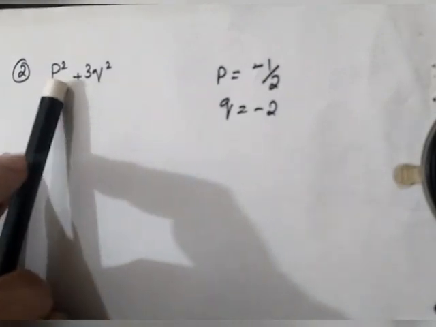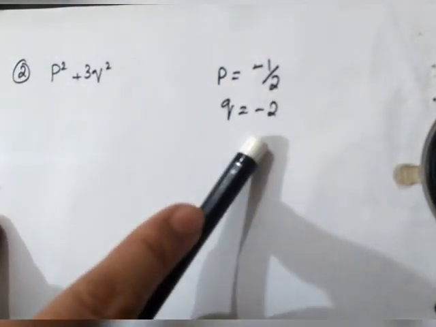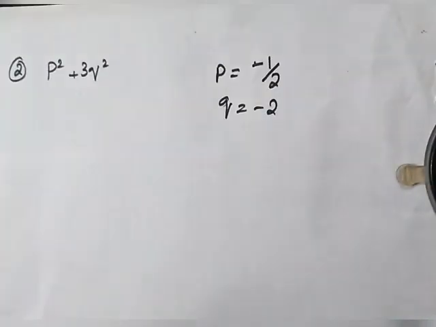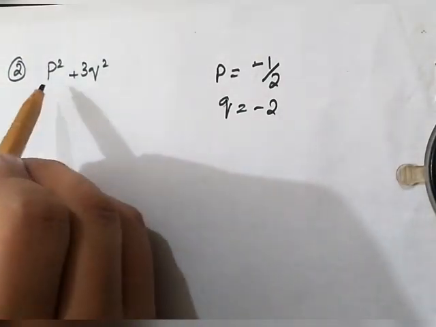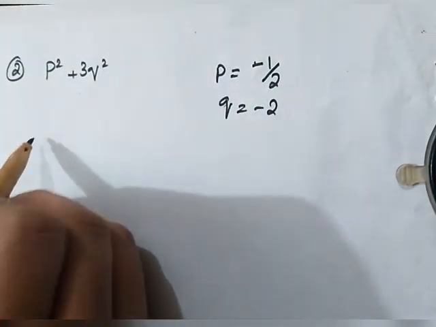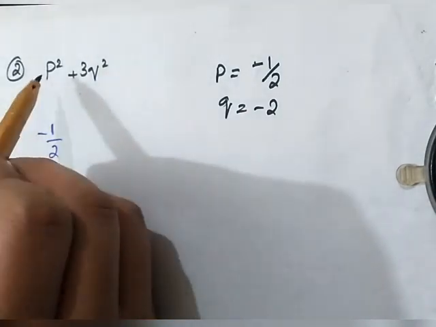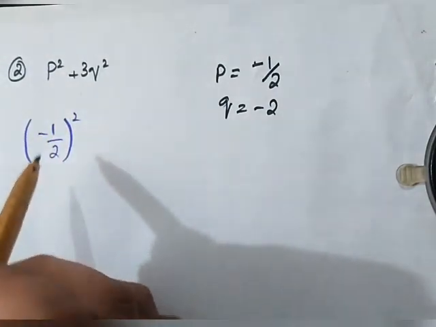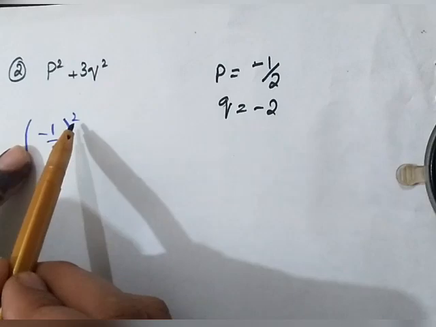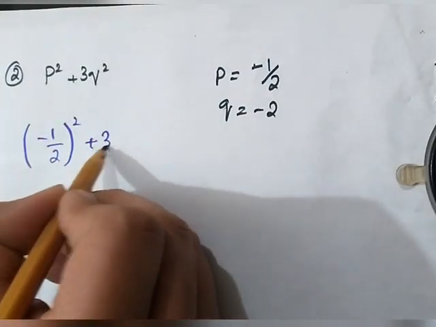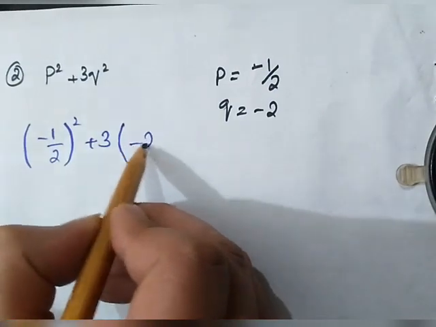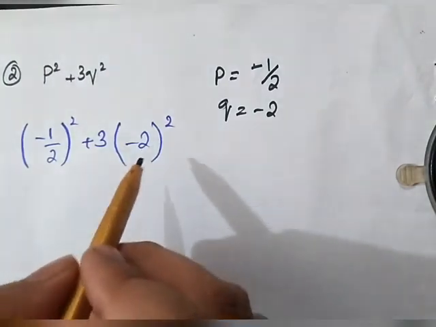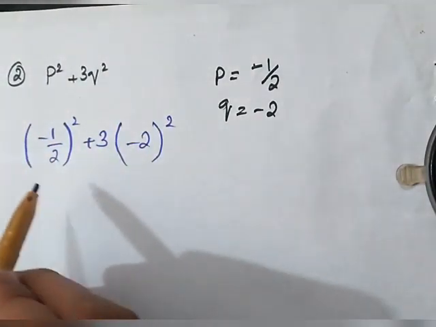So here we have a question 2 in which we have the value of p minus 1 by 2 and q minus 2. So we just put the value of p. Here we have the value of p is minus 1 by 2. As you can see that in the question p having the power, so we place this power. Okay, this is the value of p and put the power of p. Then plus 3 q. What is the value of q? Minus 2 and power as it 2. Yes, 2 power. Now we first solve these brackets.